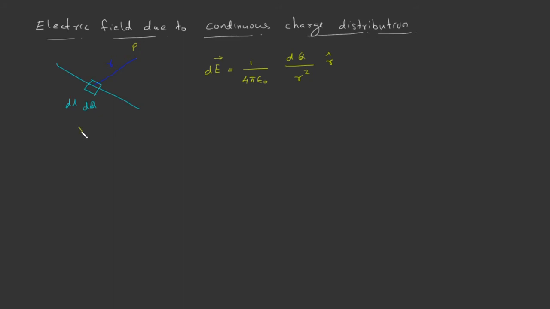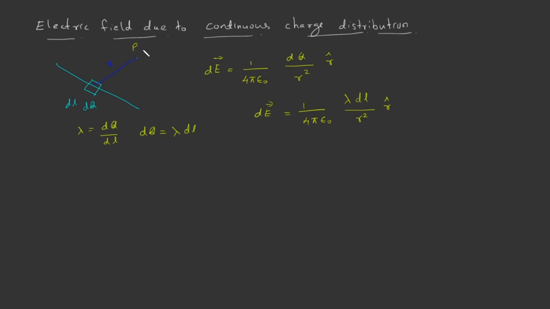If we know lambda, that is lambda is equal to dq by dl, or dq can be written as lambda dl, then this equation can be written as dE is equal to 1 by 4 pi epsilon 0 lambda dl divided by r square into r cap, where lambda is the linear charge density here.